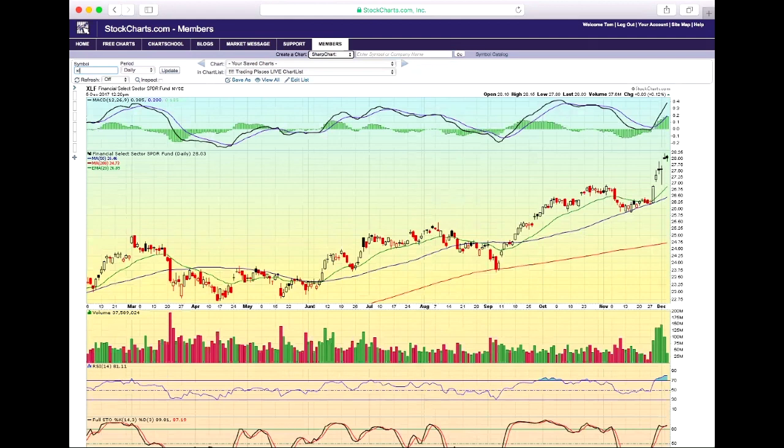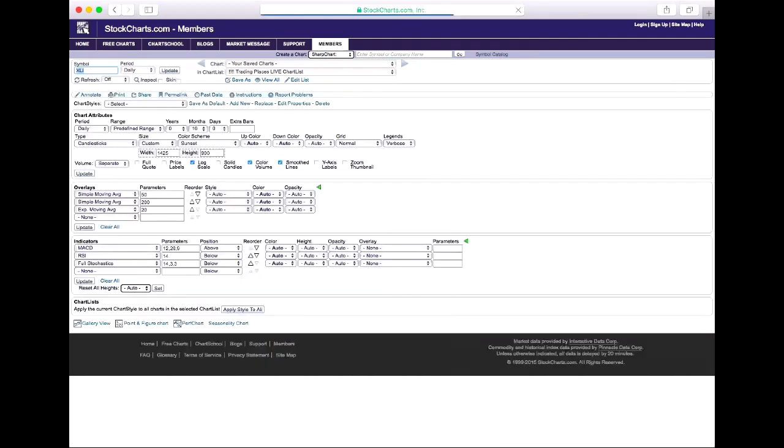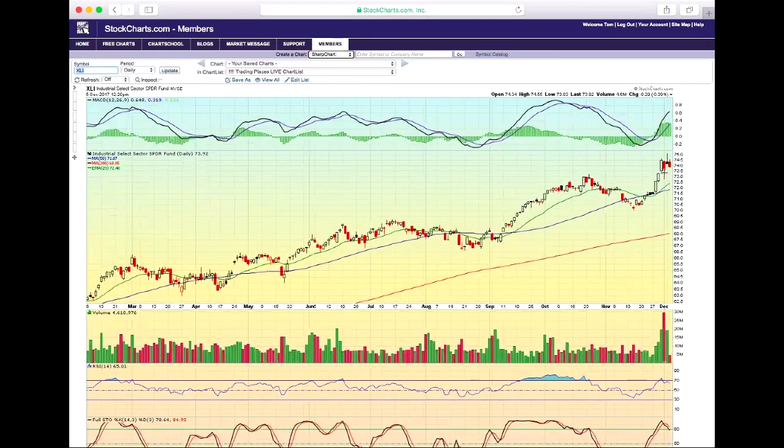Then we've got the XLI, Industrials, also with a huge move. I don't like that big long tail. It was a shooting star candle off of this uptrend. So this is starting to signal to me maybe the overbought conditions are kicking in. And so with the rising 20-day, we could see a pullback there.